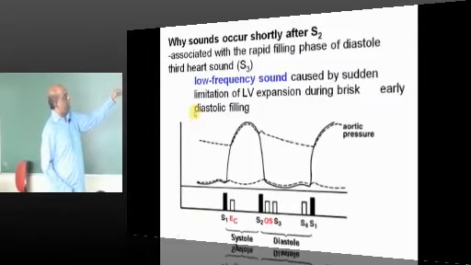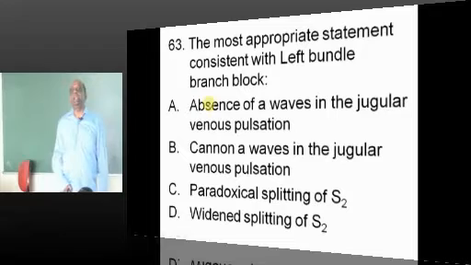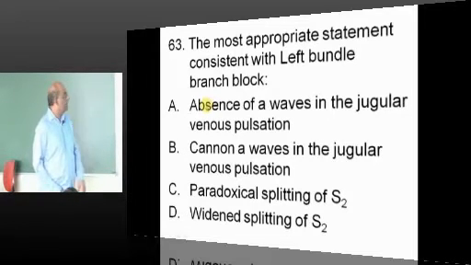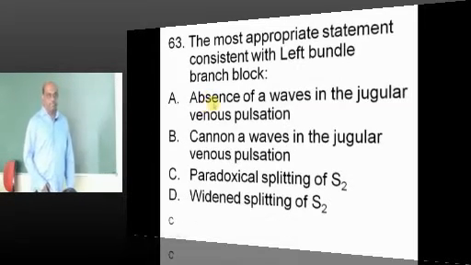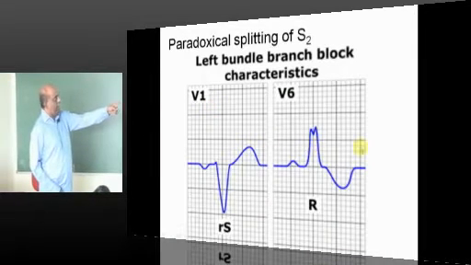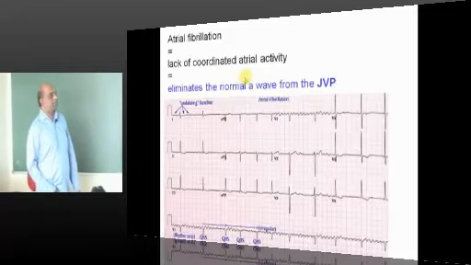Now comes the next question. In left bundle branch block, what do you classically come across? Paradoxical split of S2. Paradoxical splitting, we already reviewed this. So this is an example of LBBB and paradoxical splitting.